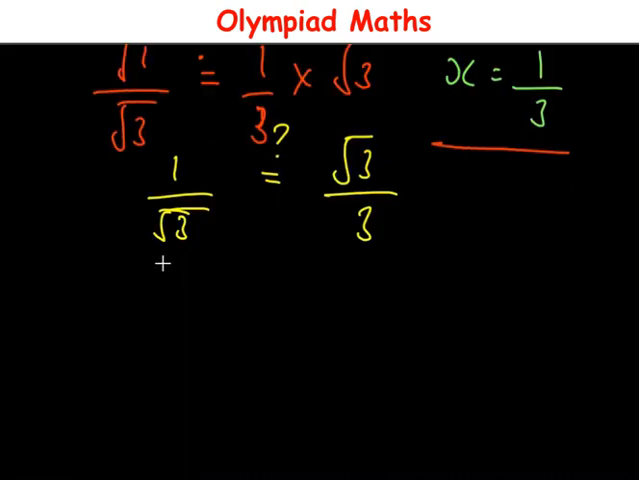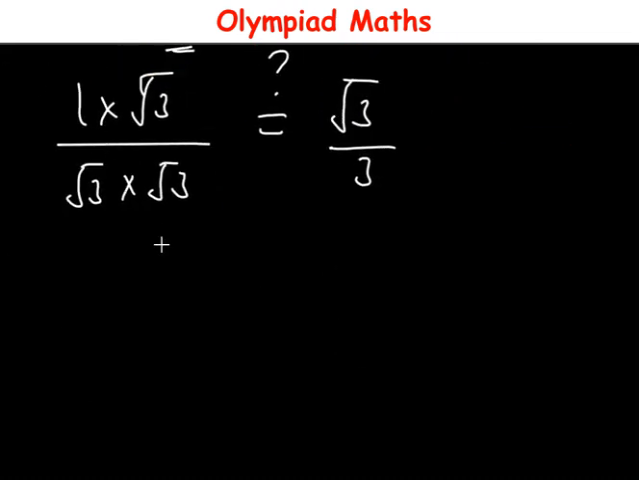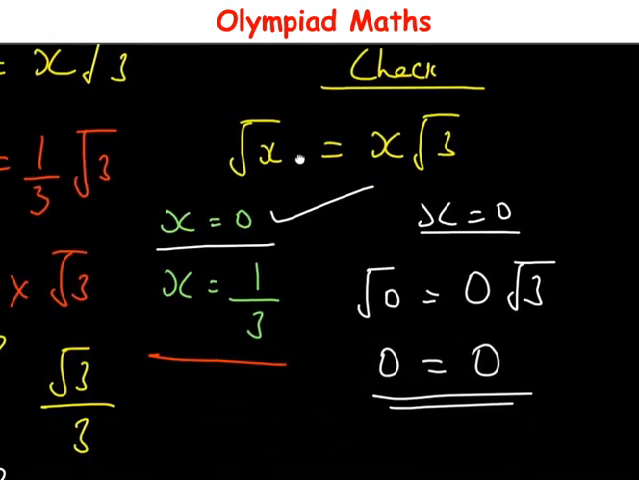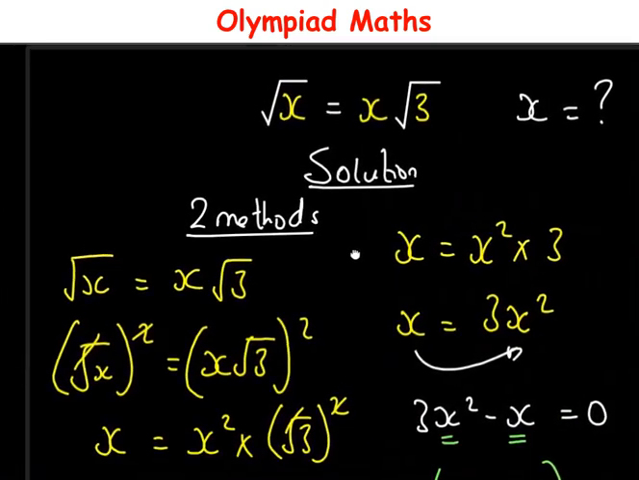So with this, what we are going to do is to rationalize the denominator right here. So this becomes 1 times root 3 all over root 3 times root 3. With this, equal root 3 over 3 question mark. So from here, 1 times root 3 is root 3 over root 3 times root 3 is root 9. Root 9 is 3. This equals root 3 over 3. Okay, so good. So that means that the value of x, which equals 1 over 3, is also the correct solution for this question. So with this, ladies and gentlemen, we've come to the end of this question.